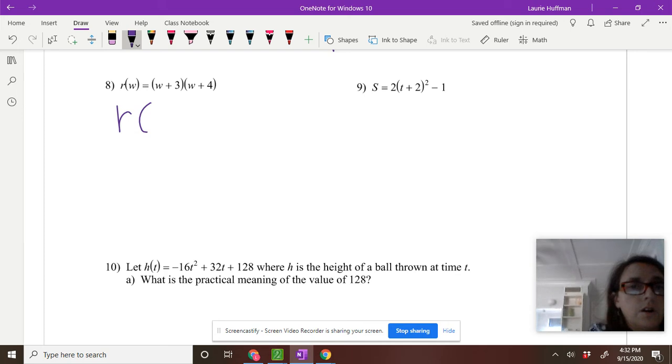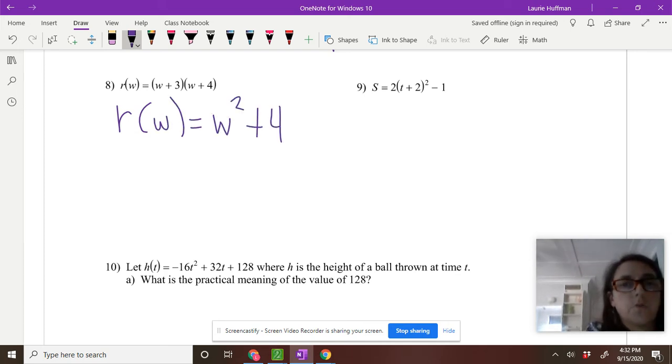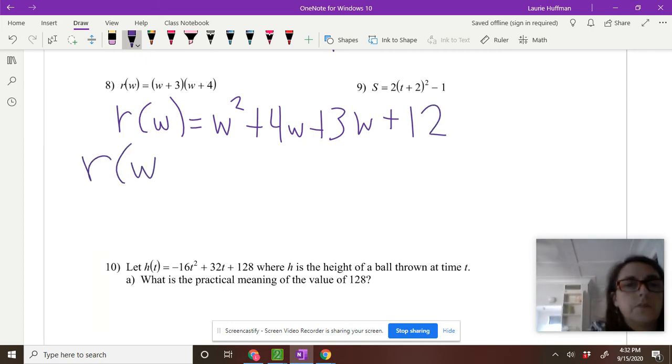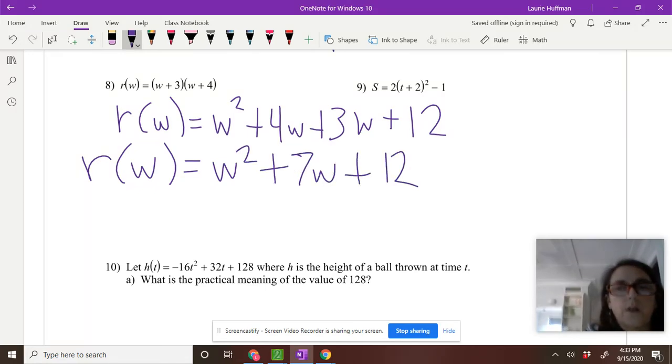So we have R of W equals W squared plus 4W plus 3W plus 12. So R of W is W squared plus 7W plus 12. So to put a quadratic equation in standard form, you have to multiply everything out and combine like terms. A is 1, B is 7, C is 12.